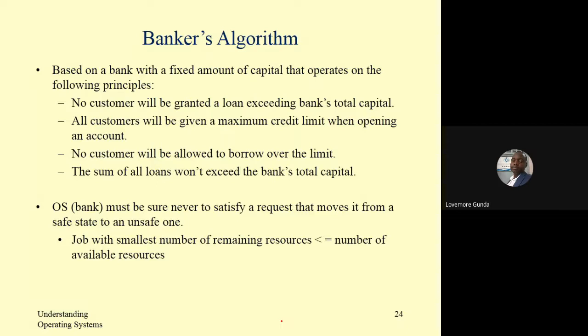Then the operating system, or the bank, which is now our bank, must be sure never to satisfy a request that moves it from a safe state to an unsafe state. Right? So the job with the smallest number of remaining resources may not be granted access. Right? Why? Because if the resources become exhausted, then we get into a deadlock. That should be avoided.